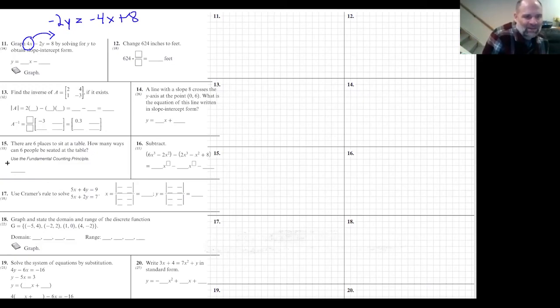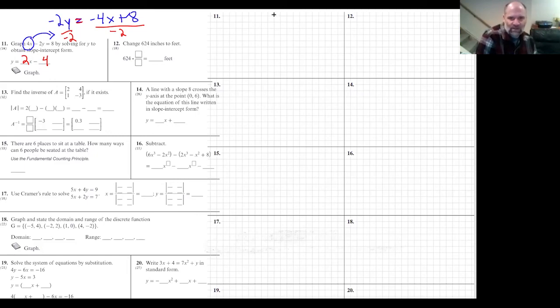Now divide by negative 2. That is not a z there, it's just computer glitchiness. Divide everything by negative 2, and you get y equals positive 2x minus 4, right? Because negative 4 divided by negative 2 is positive 2. 8 divided by negative 2 is negative 4, so that's why it's minus 4.